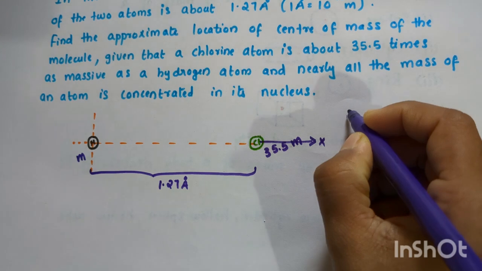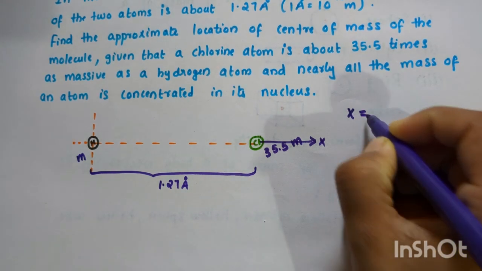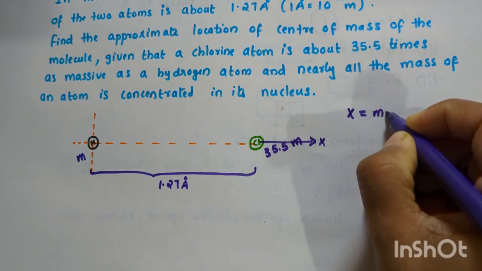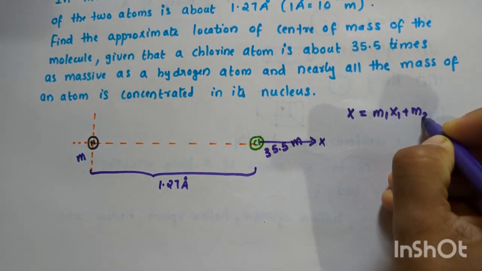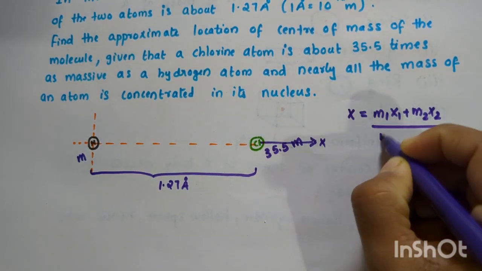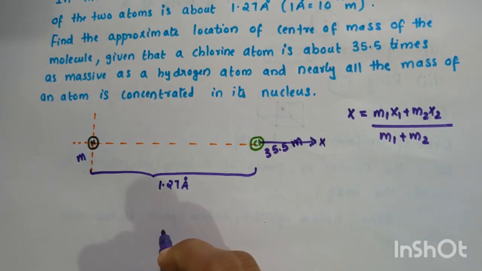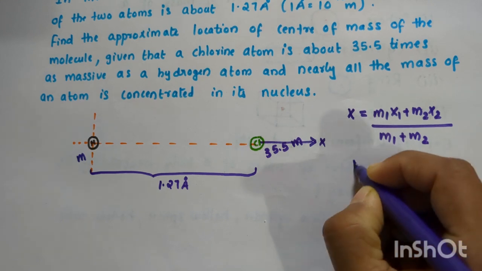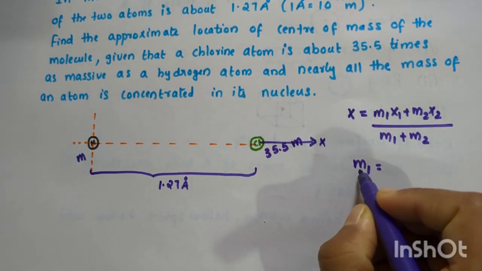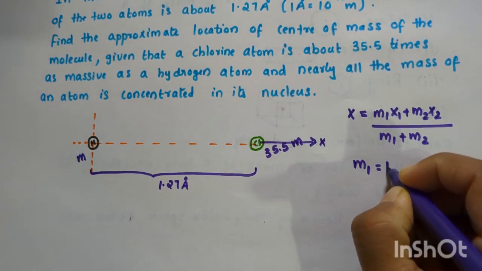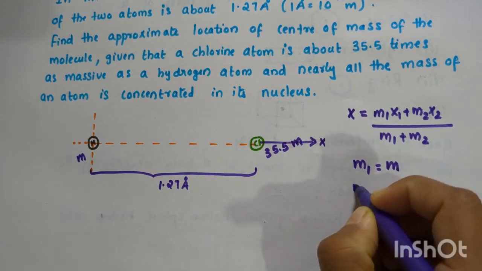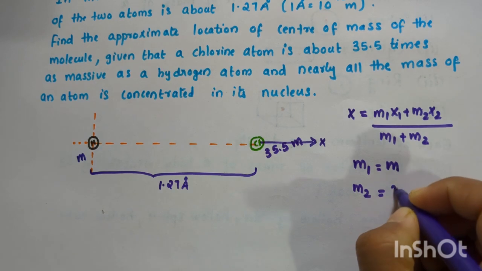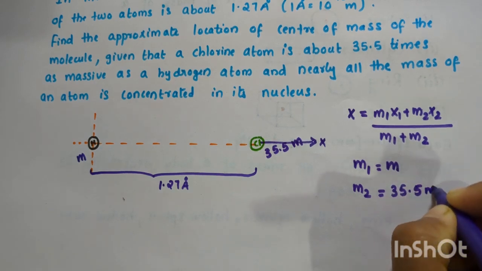This is a system of two particles. So the equation to get the position coordinate of the center of mass, x, will be equal to m1 x1 plus m2 x2 divided by m1 plus m2. Here let us consider m1 as the mass of the first particle. Let us consider the first particle as hydrogen, then its mass is m. And m2 is the mass of the second particle, the chlorine atom, which is equal to 35.5 m.